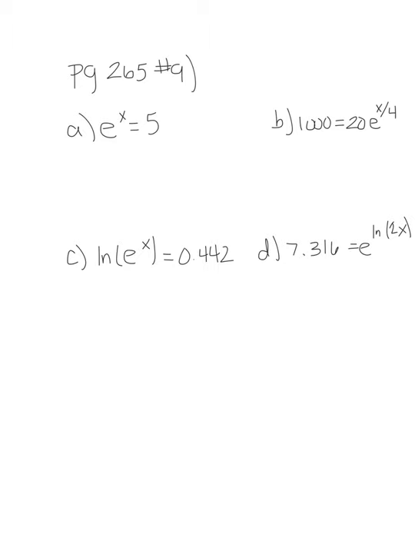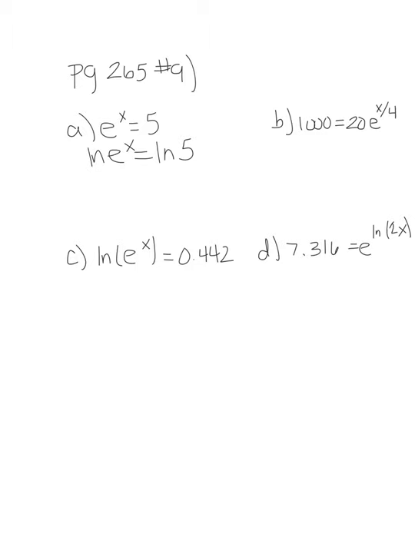So when I see e to the x equals 5, the way that I'm able to solve this is to take the natural log, or the ln, of both sides. If you remember, when you're solving something, what you do to one side, you must do to the other. So I'm going to take the ln of e to the x, and the ln of 5.